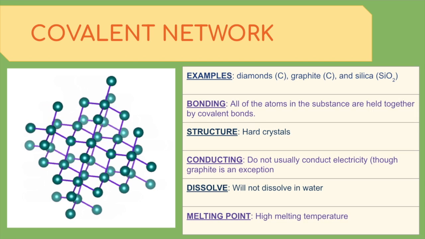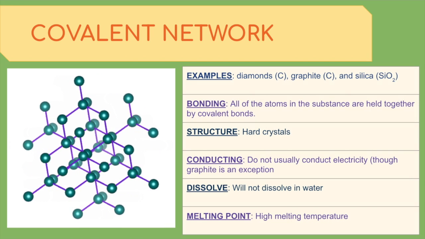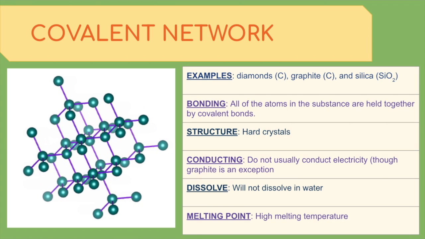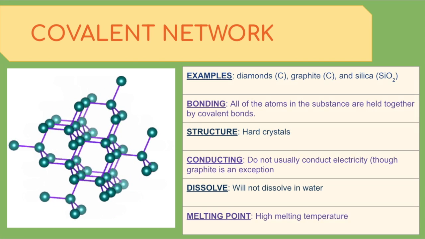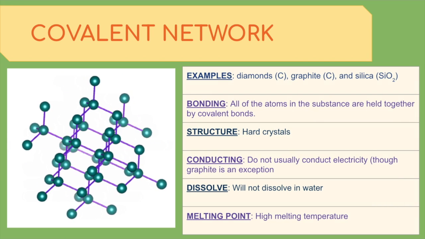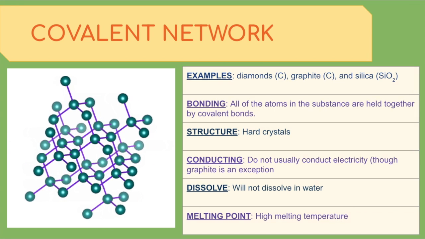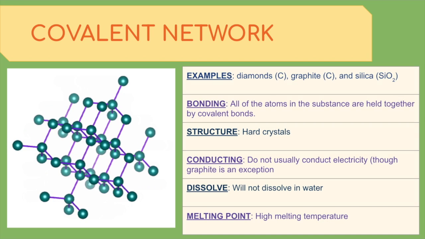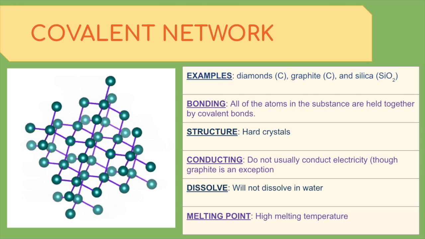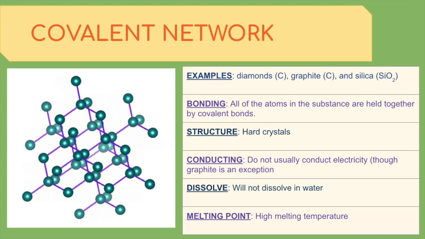So they are held together by covalent bonds, and because all of these atoms are held together by the covalent bonds, it creates this hard crystal structure. The actual structure that you see here is what helps to provide that stability of the crystal. Okay, so that's why diamonds are one of the strongest materials that we have here on Earth. It's due to this covalent network of the atoms being bonded together.